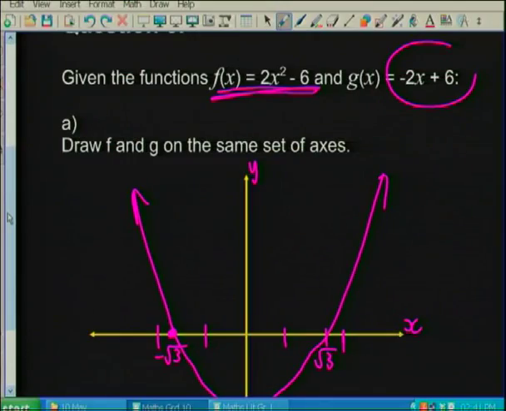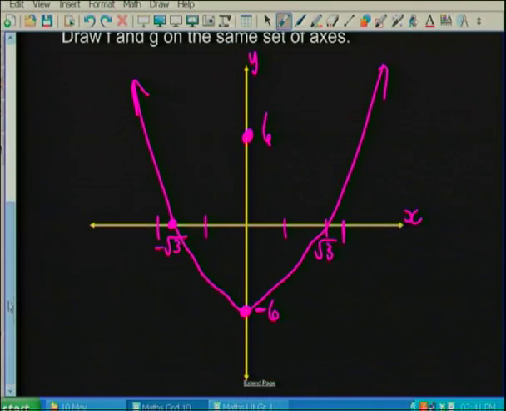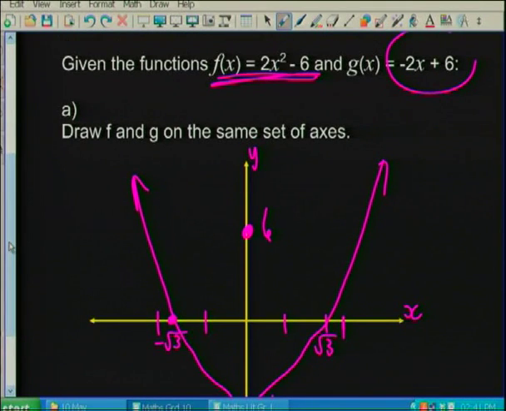Moving on to our straight line graph, which is g of x equal to minus 2x plus 6. Now, firstly, I know that this graph will have a y-intercept at plus 6. I'm going to use the dual intercept method. So I'm going to say minus 2x plus 6 is equal to 0. Minus 2x is therefore equal to minus 6. So x is equal to 3.